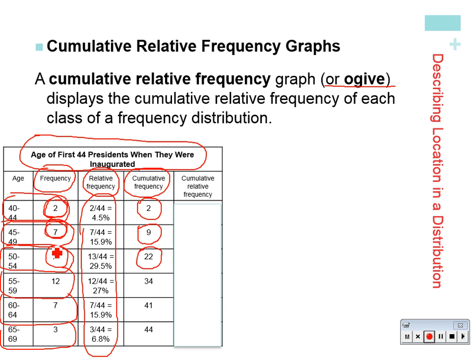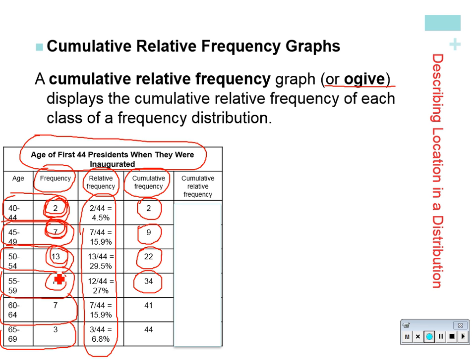So the 34 for this, now this comes in, we're talking about how many presidents were inaugurated anywhere from age 40 to age 59. So I get this 34 by adding the 2, the 7, the 13, and the 12 here. And that's where that comes from.